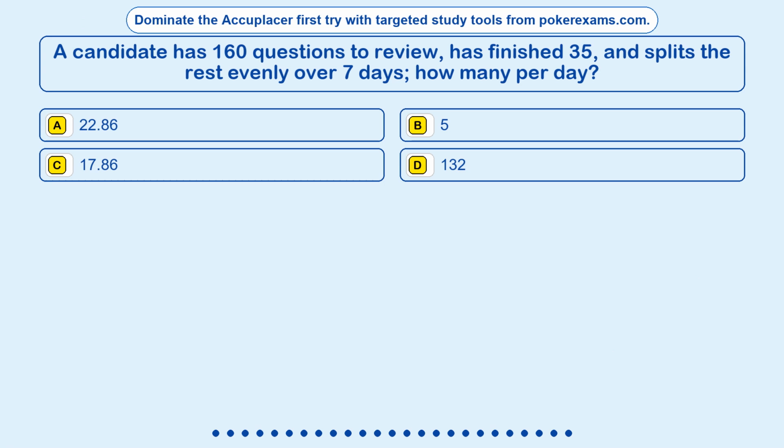Question 8. A candidate has 160 questions to review, has finished 35, and splits the rest evenly over 7 days. How many per day? Option A, 22.86. Option B, 5. Option C, 17.86. Option D, 132.